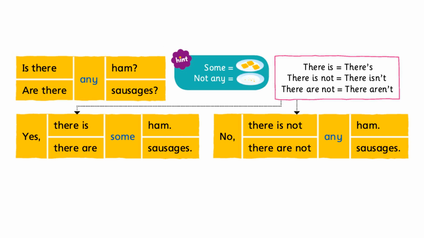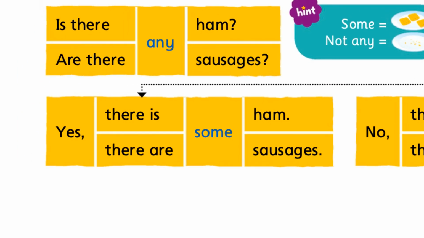Now, look at the second grammar table. Yes, there is some ham. Yes, there are some sausages. We can answer the question with some when we know there's a kind of food. Remember, we use there is for uncountable nouns and there are for countable nouns.